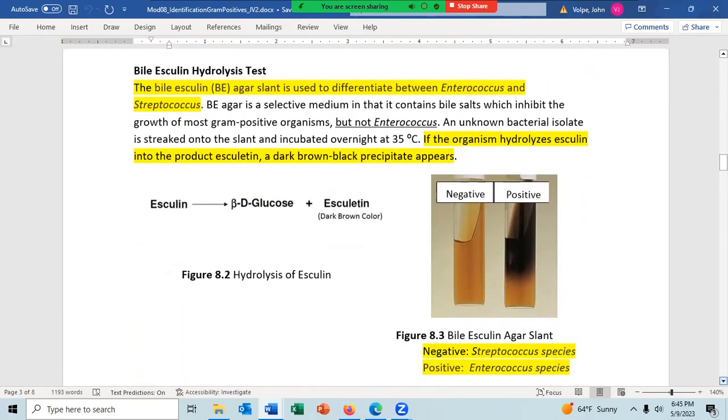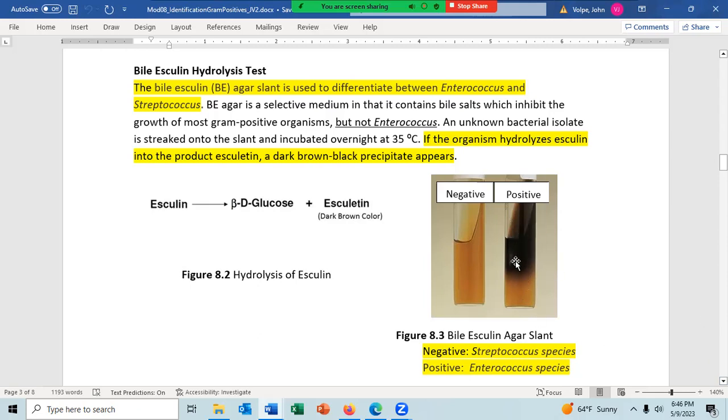BIOL260 test looks at the hydrolysis of esculin, and this allows us to differentiate Enterococcus from Streptococcus. If the organism hydrolyzes esculin, they will create the product esculetin, which is a dark brown organism, and you'll see a dark brown precipitate happen in the esculin.